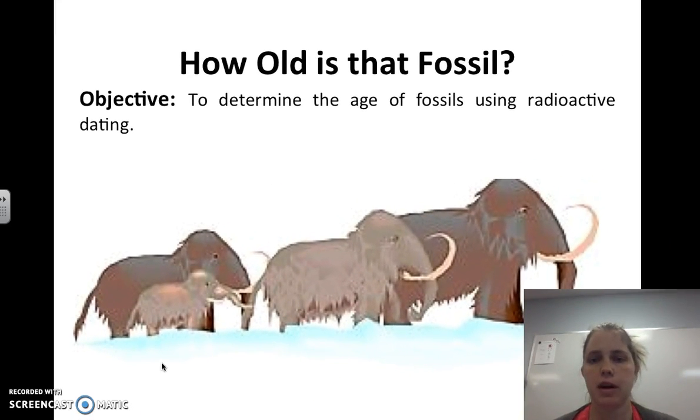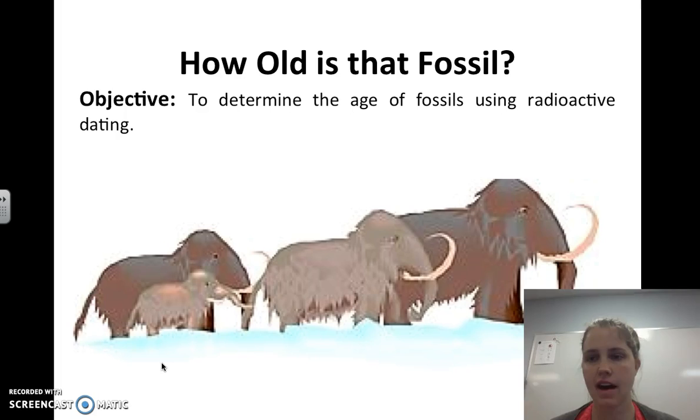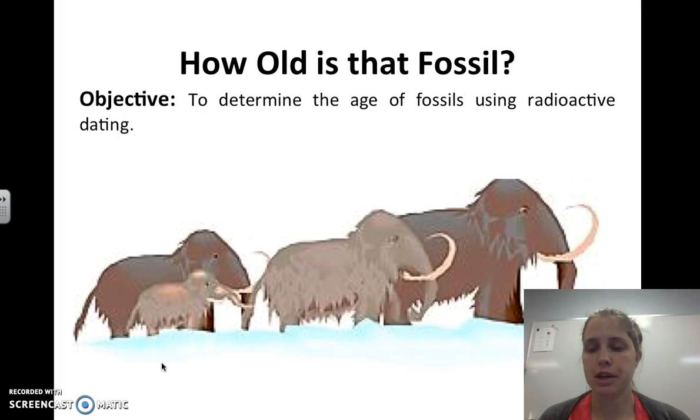All right, we are going to talk about how old those fossils really are. So, determining the age of fossils using a technique called radioactive dating. The way we know the history of the Earth, the way we know how and what types of organisms lived a long time ago before humans existed or recorded history existed, is we use these things called fossils. And you should know what fossils are from elementary school. But this is a technique called radioactive dating.